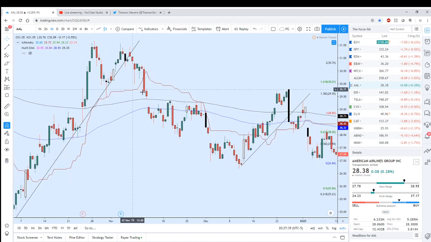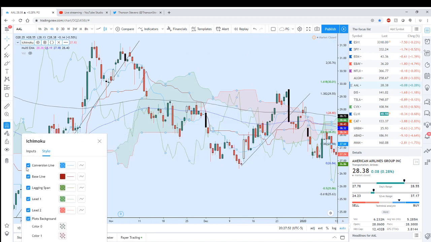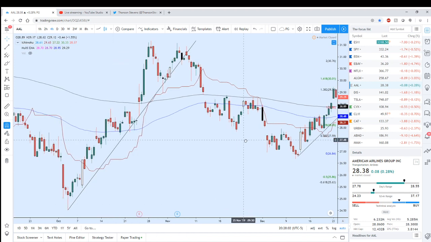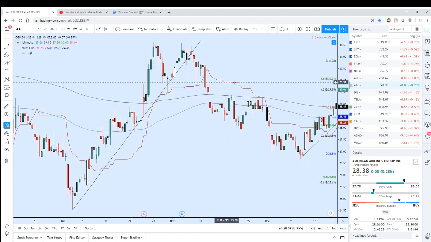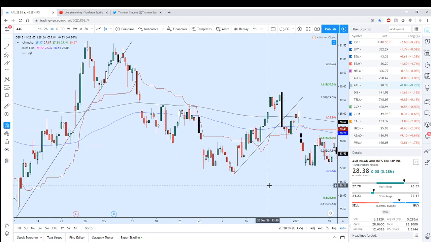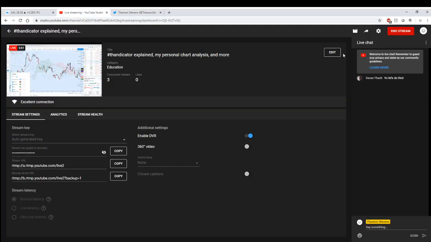That, paired with using the baseline on the Ichimoku cloud indicator, instead of having all of the Ichimoku stuff here, all this stuff that makes a mess, the only thing that's important in my analysis is the baseline. This red line here, it's kind of jagged. It's very indicative of a move going a certain way. Let me just make sure.